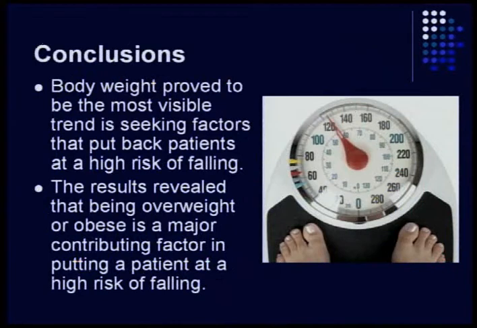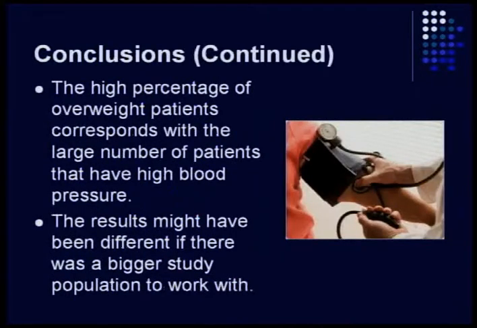In conclusion, body weight proved to be the most visible trend in seeking factors that put back pain patients at a high risk of falling. The results revealed that being obese or overweight is a major contributing factor in putting a patient at a high risk of falling. The high percentage of overweight and obese patients corresponds with the large number of patients that have high blood pressure.